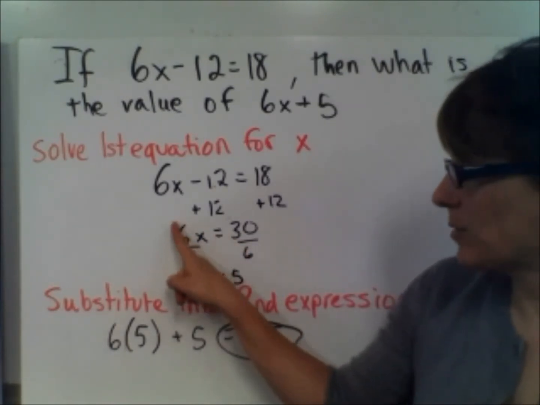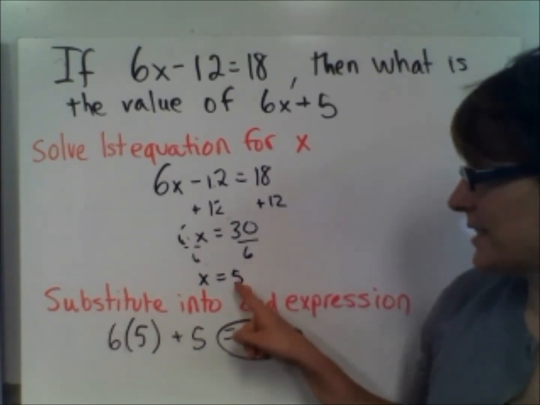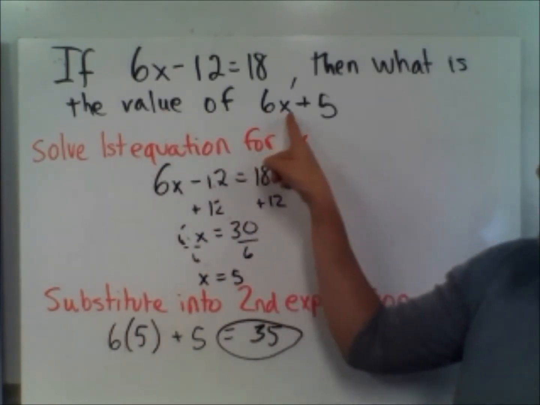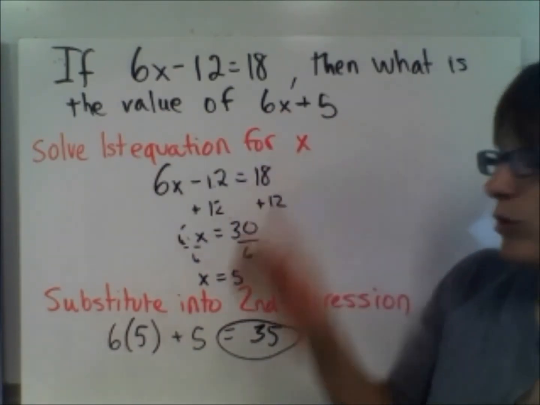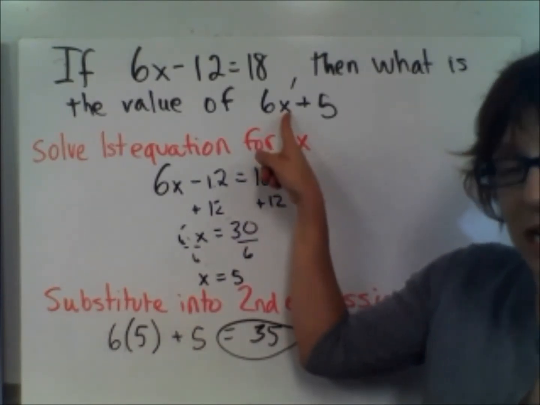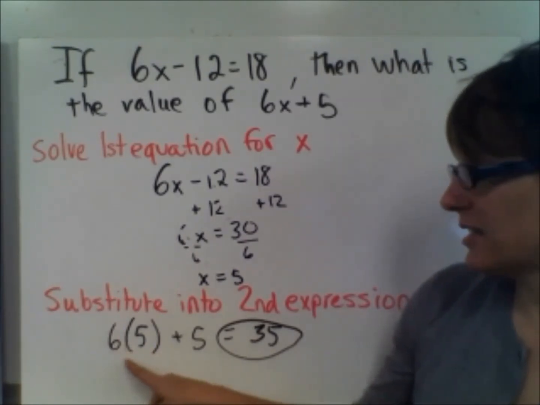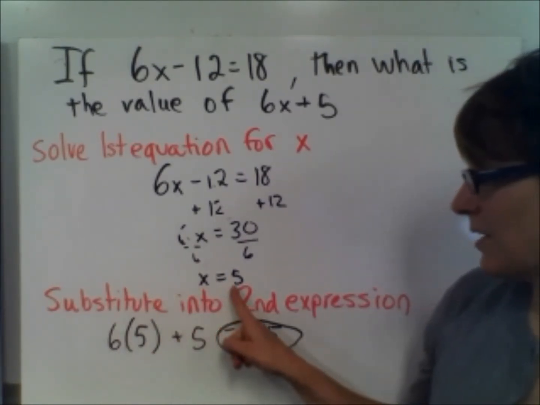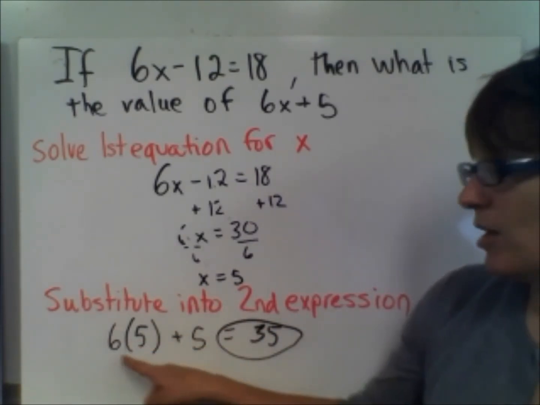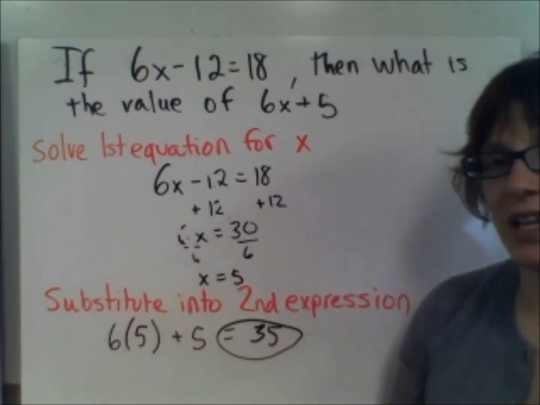How do I undo times? By dividing. Divide both sides by 6. 30 divided by 6 is 5. X equals 5, but I'm not done. What is the value of 6x plus 5? We just said x equals 5, so let's put a 5 in there for x. Substitute into the second expression. It's not 6 times x anymore, it's 6 times 5. Put it in parentheses, 6 times 5 plus 5. Order of operations, that's going to be 30. 30 plus 5, final answer is 35.